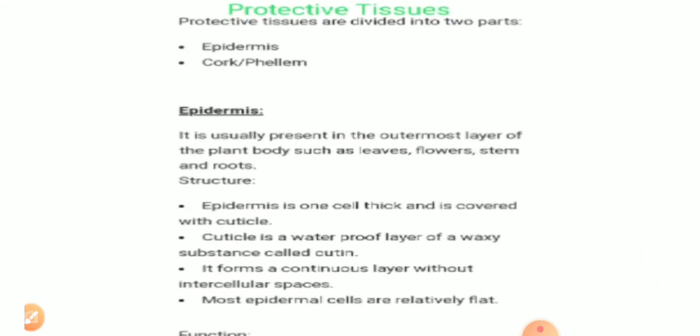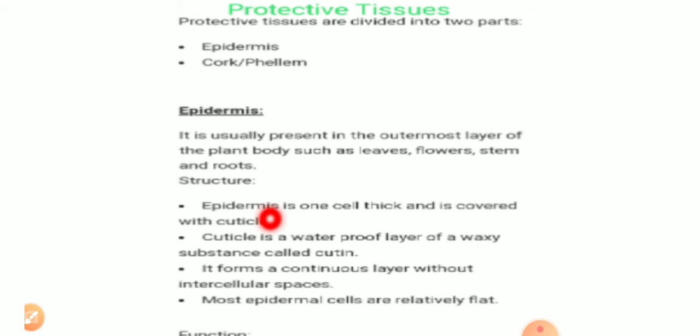Epidermis is the outermost layer of the plant's parts. It is generally single layered, but in some cases it is multi-layered. The cells of epidermis are barrel shaped or dome shaped. It may contain intercellular space or lack intercellular space, and it is thick and covered with the cuticle. Cuticle is a protective covering.